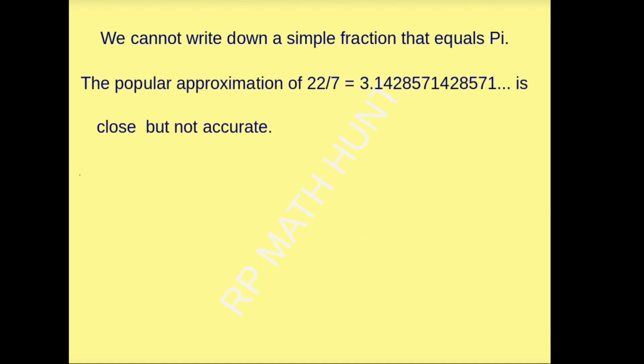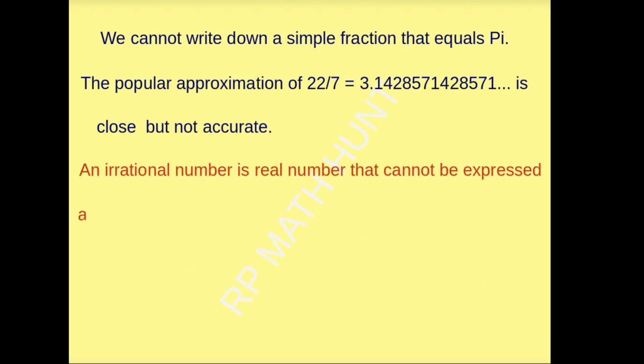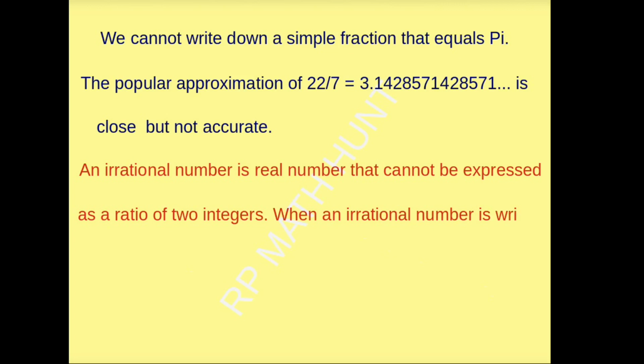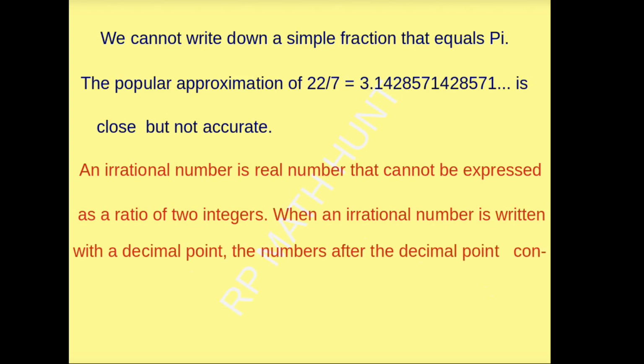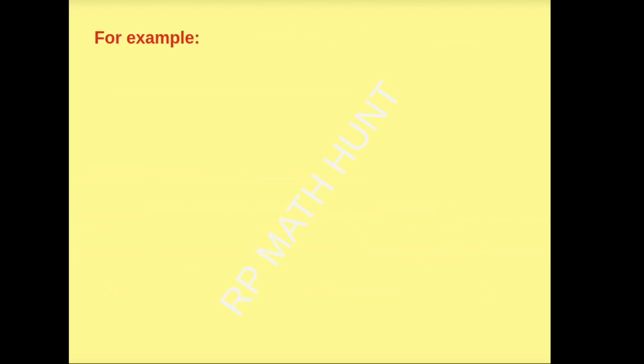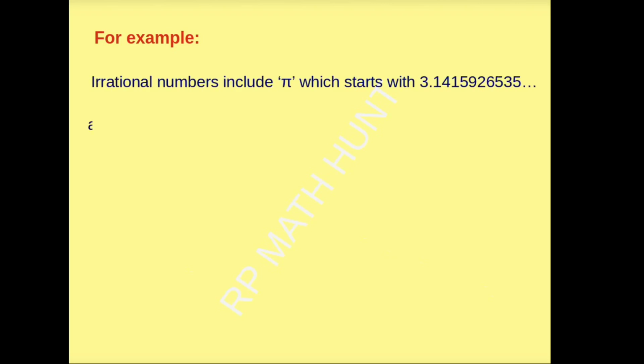An irrational number is a real number that cannot be expressed as a ratio of two integers. When an irrational number is written with a decimal point, the numbers after the decimal point continue with no repeatable pattern infinitely. For example, irrational numbers include pi, which starts with 3.14159265, etc., and is a never ending number.